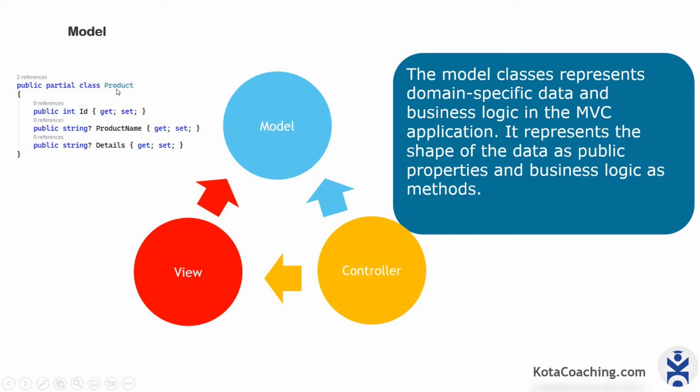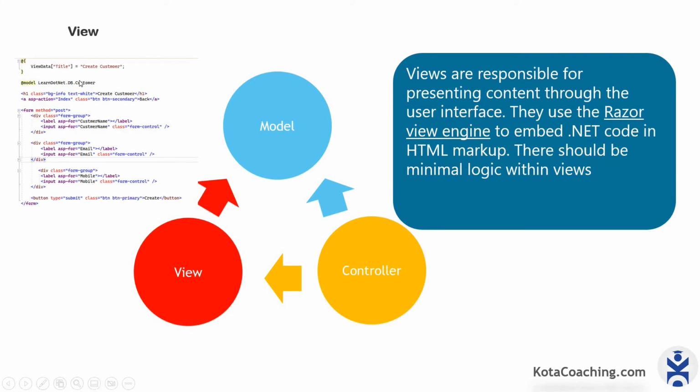Here you can see we have the properties in the class. So this is the model. All this data can be passed to the view and we can render it in the view. Here you can see the view, this is the object I am passing into the view, and I can render the properties here like customer name, email, mobile. So we can put them into the view. Views are responsible for presenting content through the user interface. They use the Razor View engine to embed .NET code in HTML markup. There should be minimal logic within views.